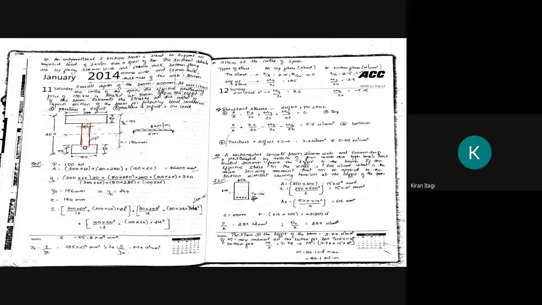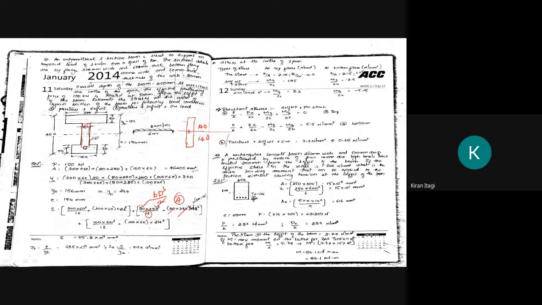Web. If you take the web here, we'll draw it here. This is my CG. The total is 140 and 140. Now 80 multiplied by 280 divided by 12, that is BD cube by 12. Correct? And the area is 80 into 280.